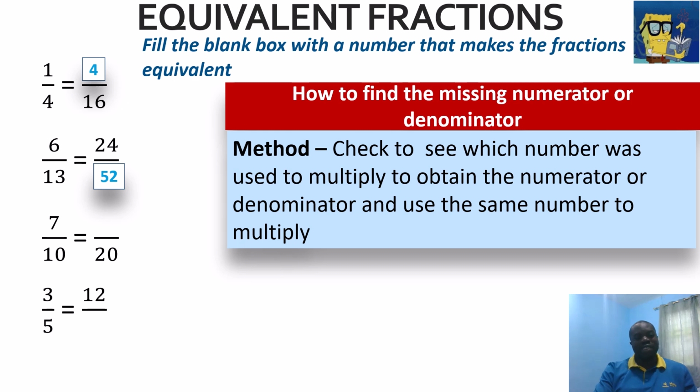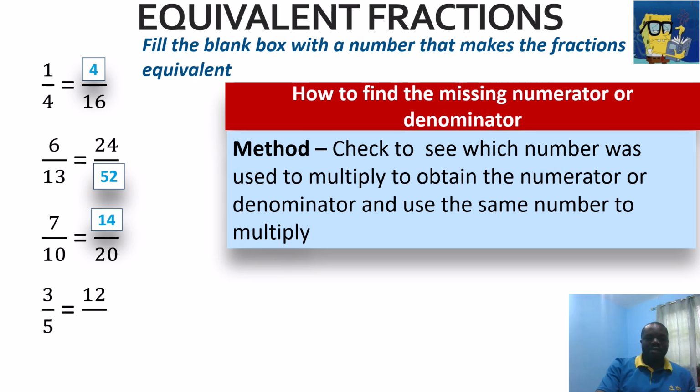Can you guess what the answer will be in number 3? 7 out of 10 is equal to box out of 20. Now, here, we see that 10 times 2 is what? 20. Great. So we just have to do 7 times 2. And you're right, our answer is 14 out of 20.